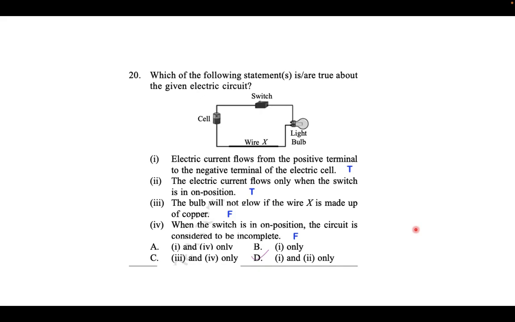The bulb will not glow if the wire X is made up of copper. This is false, as copper is a good conductor of electricity and the circuit will work well if it is made out of copper. When the switch is in the on position, the circuit is considered to be incomplete. False.